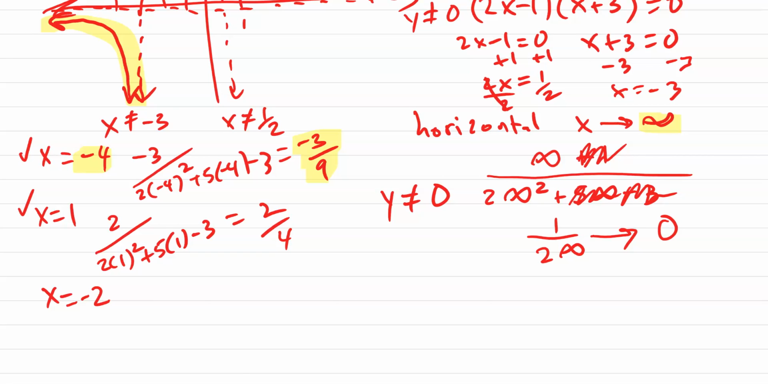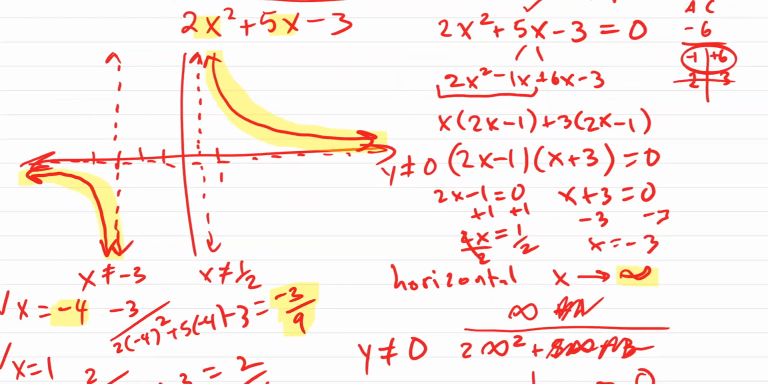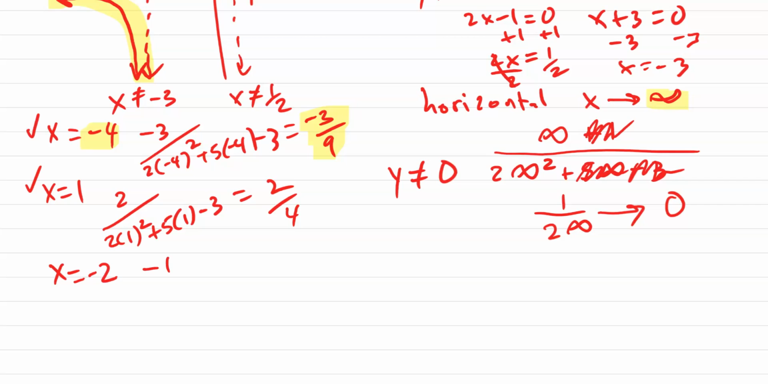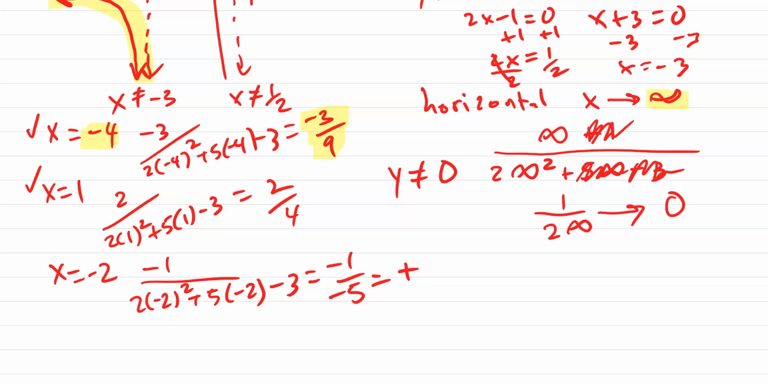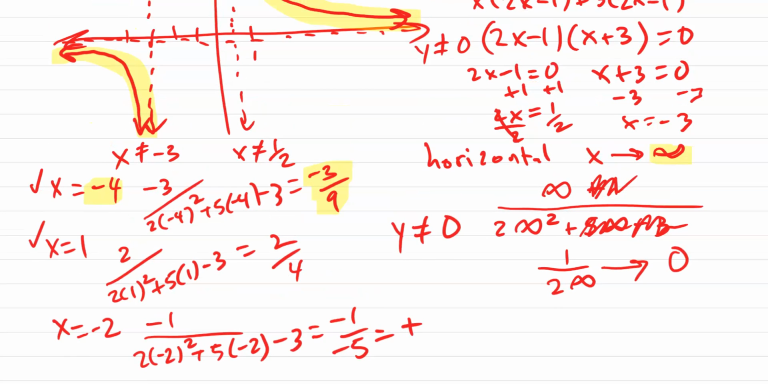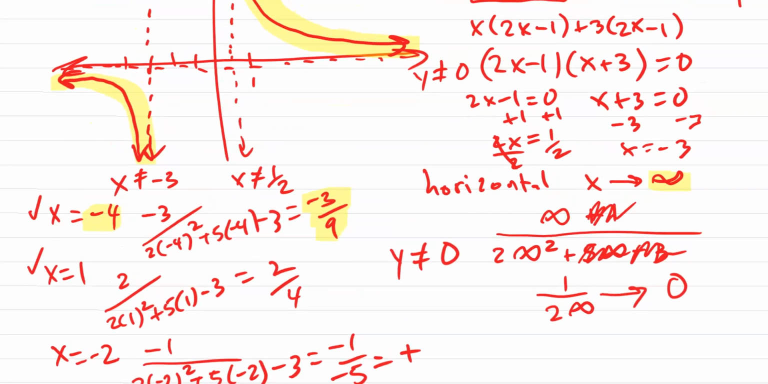So that would give us, what is it, negative 2 plus 1. So negative 1 on the top over 2 times negative 2 squared plus 5 times negative 2 minus 3, which is 8 minus 10 minus 3. I think I get negative 1 over negative 5, which is positive. I don't need the exact number. All I know is that at negative 2, the graph is somewhere up here.